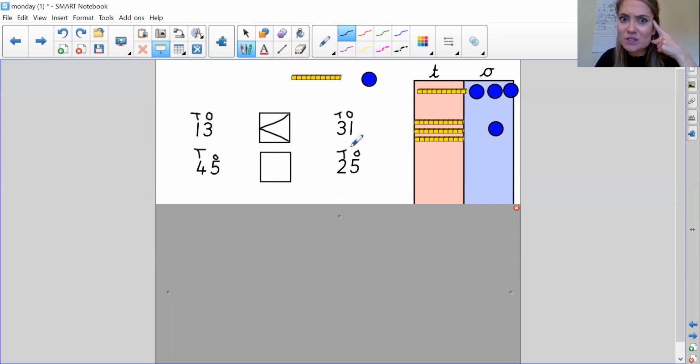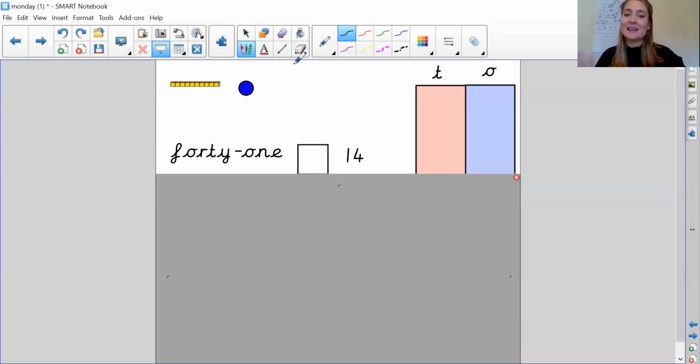So I know just from looking at those now, which one is bigger? Which one's bigger? 45, because there are 4 10s. Excellent. So I need to make sure my symbol, the large part goes towards my 45. So watch me. The large part goes towards 45 because that is the biggest number.